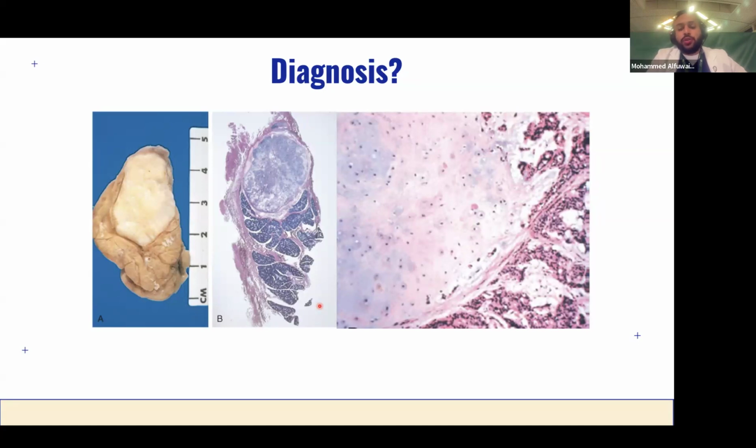Pleomorphic adenoma. Good. So this is usually at the angle of the mandible or a mandibular mass. It's a very well circumscribed, rubbery mass, as you can see. And you can see multiple elements in this stroma. It's multiple cells, that's why we call it pleomorphic. You have epithelial and myoepithelial cells in the myxoid stroma. Good. This is pleomorphic adenoma.